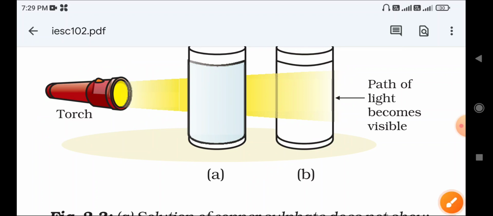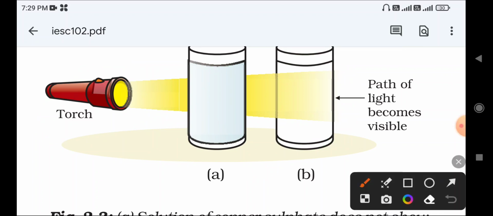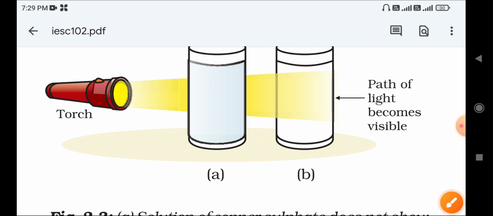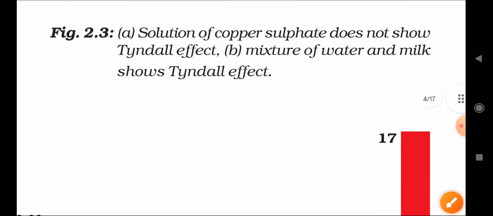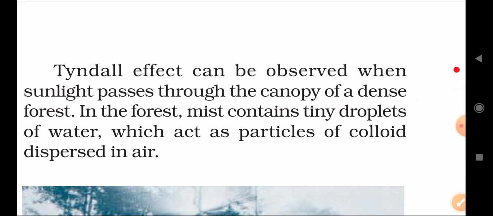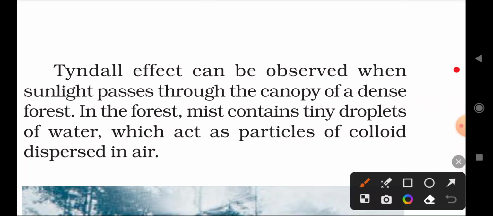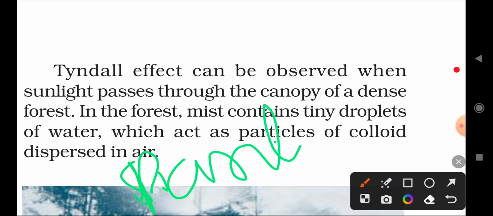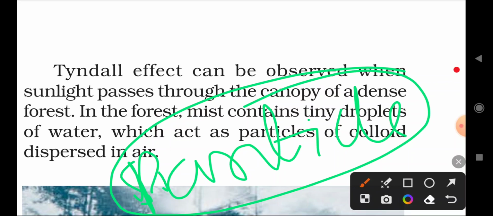So why are we seeing the path of light? The light is scattered by particles present in the atmosphere or in any kind of solution. Remember that whenever we observe scattering of light, it is due to tiny particles. If there are no particles, we cannot see the object, because there is no scattering of light. Due to the particles, the light will scatter.